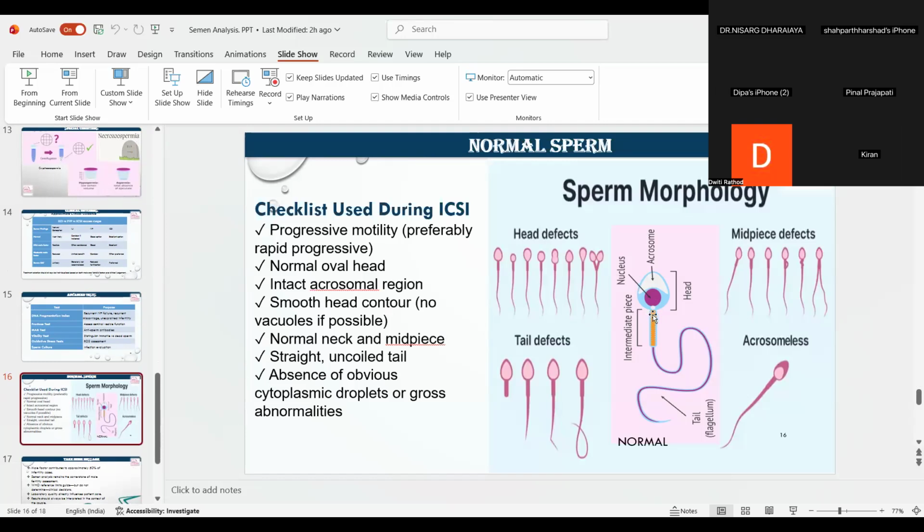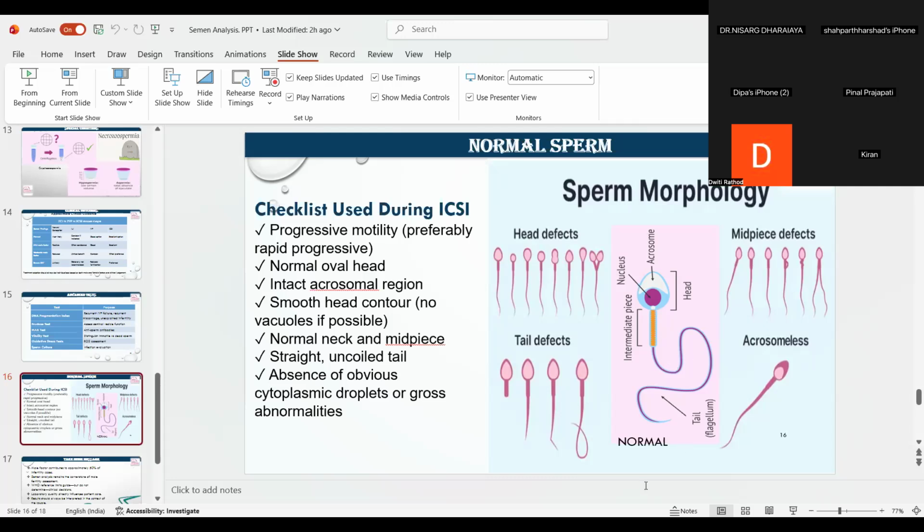Yeah, so during ICSI, we usually check entire sperm characteristics. We identify sperm with rapidly progressive motility. We usually choose sperm which have rapid progressive motility. And talking about the morphology part, we check the head piece. We also select the sperm which have acrosome present in it. We check the head piece, mid piece, neck, and tail.